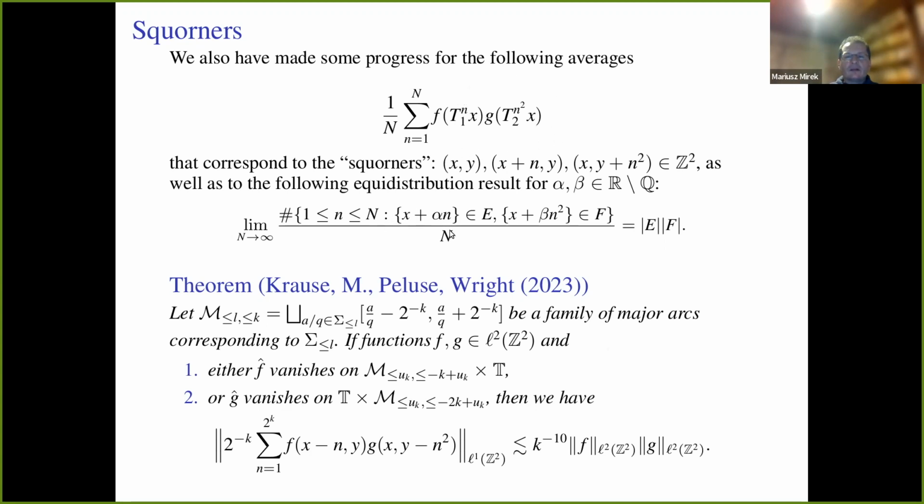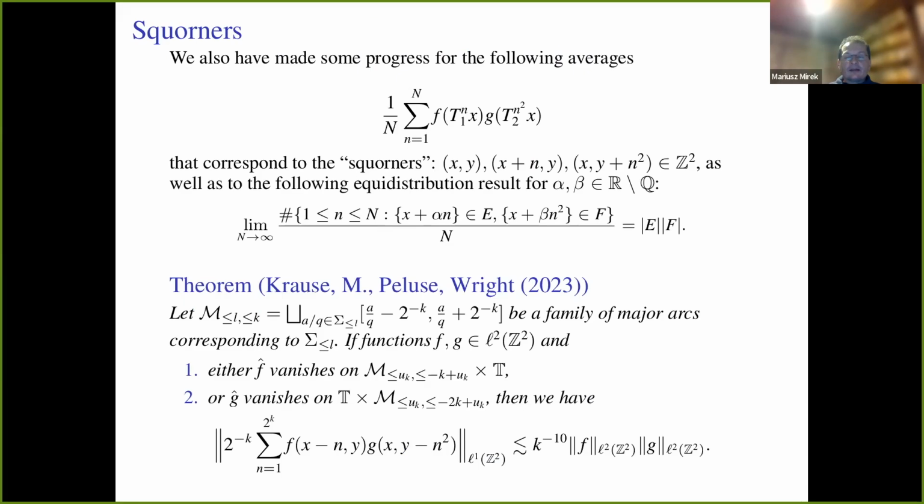And also as a consequence of this, if we are able to establish this pointwise convergence, as a consequence we will have this equidistribution theorem for two irrational numbers alpha and beta. So we'll be able to deduce something like this.